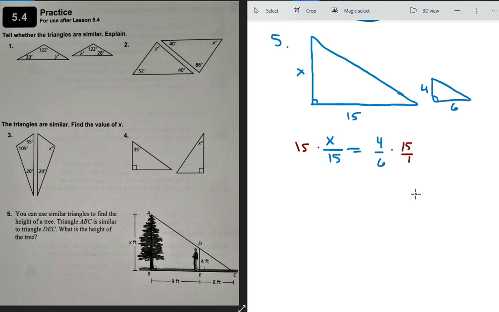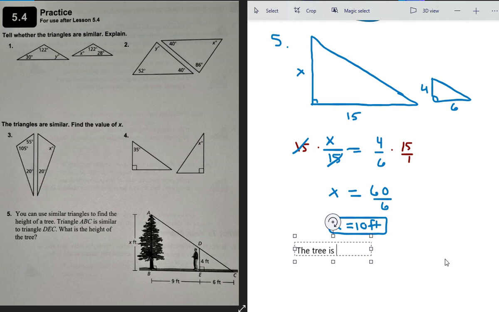It's the same thing as 15 over 1. These will cancel, and I get x equals, multiply straight across, 4 times 15 is 60, divided by 6 times 1 is 6, and 60 divided by 6 is 10. Now this is in feet, so I should say 10 feet. And that's it. So the height of the tree is 10 feet. Since it is a word problem, I suppose I should write a sentence here, so let me just type this out here. The tree is 10 feet tall.